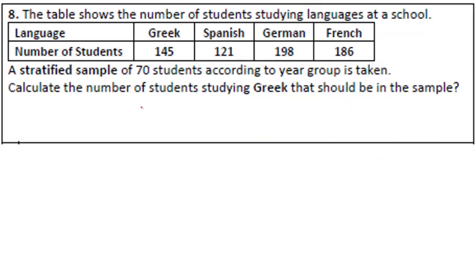A stratified sample. Okay, so there's my keyword, and that is what tells me what I need to do in this particular question. By just seeing stratified sample, I know I need to use the acronym: new over old times what you want. The new value is this sample of 70. The old is how much they are altogether, so I need to add them all up, and you can use your calculator to do that.